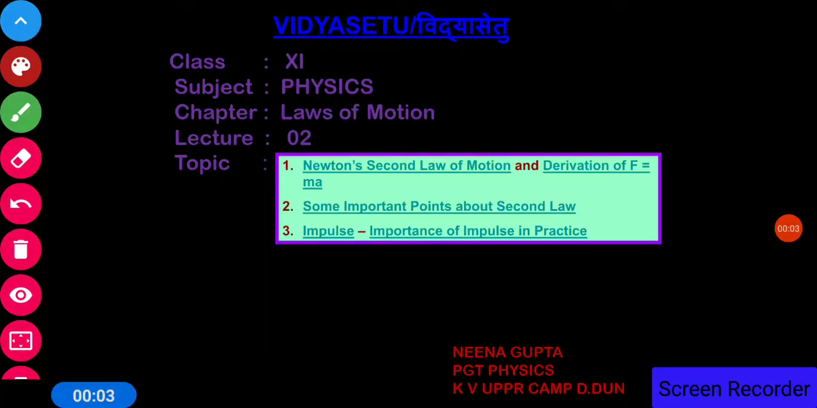Good morning to all. Let us start the laws of motion, lecture 2. Today I am going to cover the following topics: Newton's second law of motion, important points about the second law, and impulse. So let us discuss Newton's second law of motion.